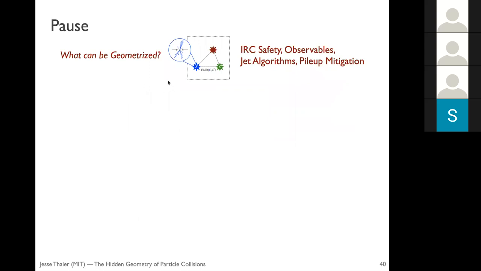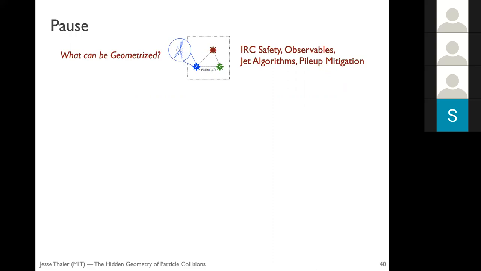So just to end this part of the talk, what can be geometrized? Concepts like infrared and collinear safety, various observables, jet algorithms, pileup mitigation schemes, they all have this geometric interpretation. And it's remarkable to us how, in some sense, people already had this intuition. They just never wrote it down using this particular energy mover's distance. And now this unifies concepts that have appeared in the past 5 decades of collider physics.